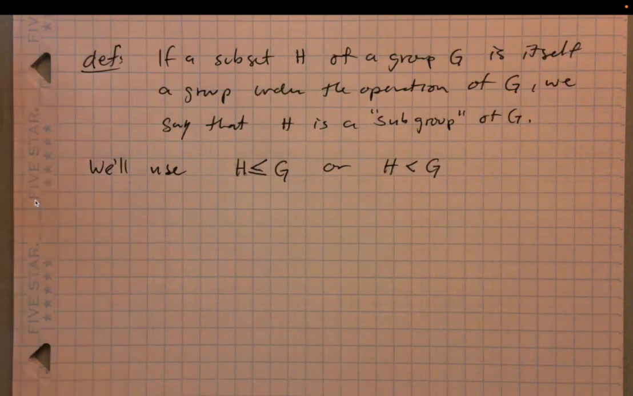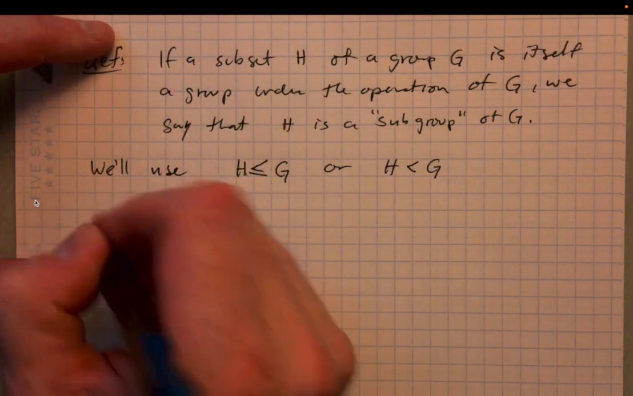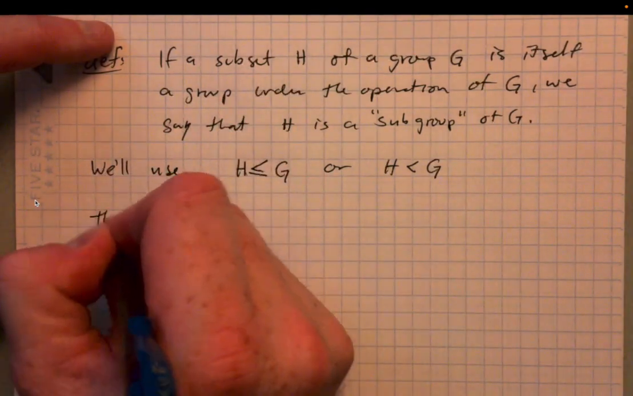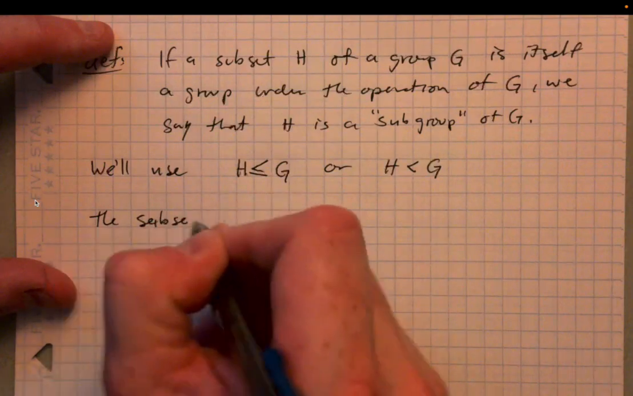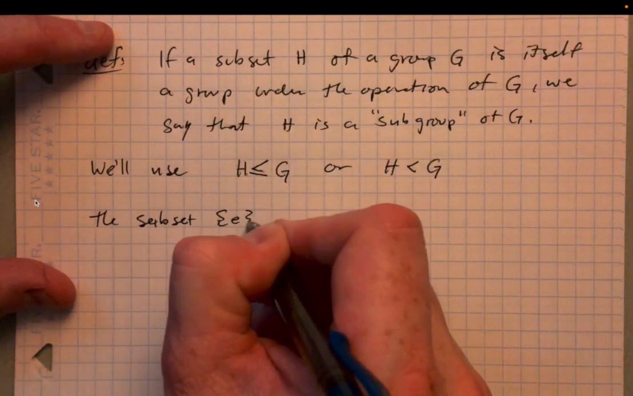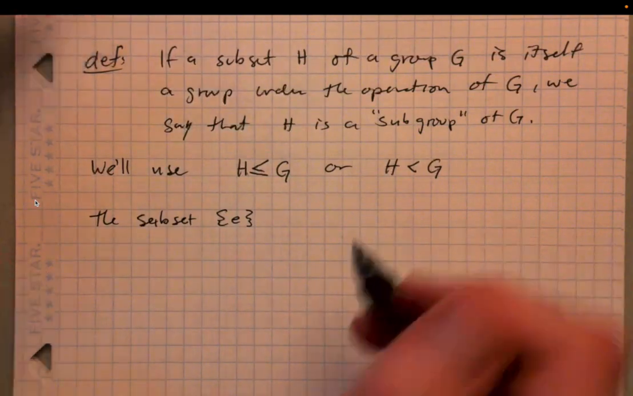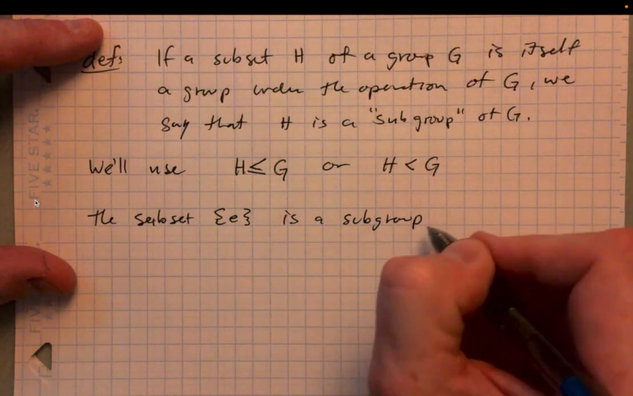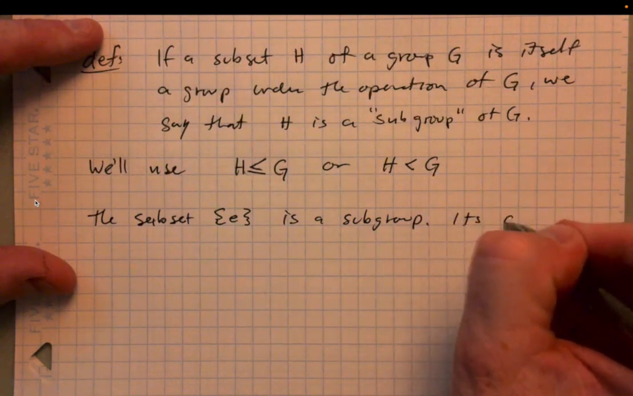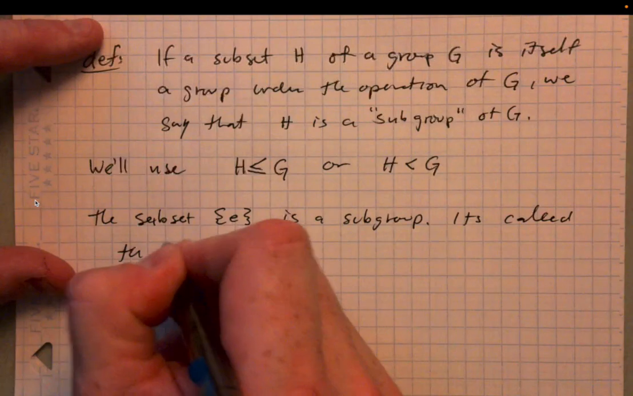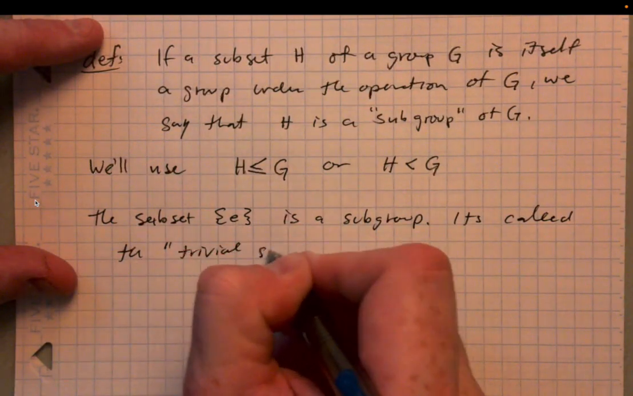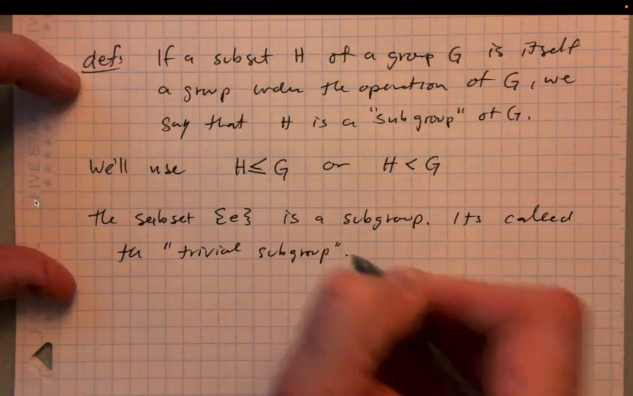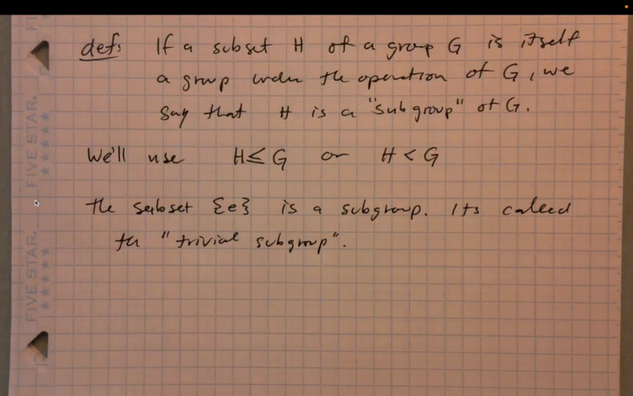Now, another thing to notice here is that, and you can confirm this pretty easily, the subset that contains just the identity is always a subgroup. It's called the trivial subgroup. In typical mathematics convention, we'll call it the trivial one. It's always there. There's always that subgroup for sure.